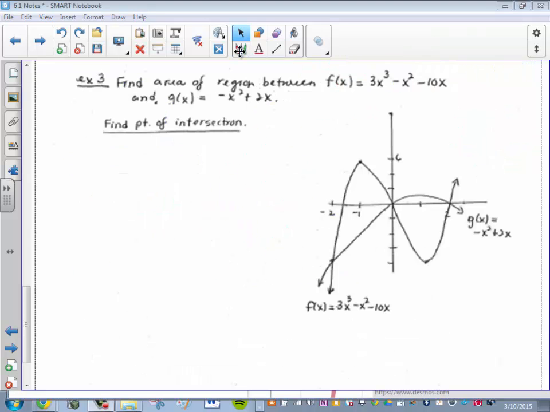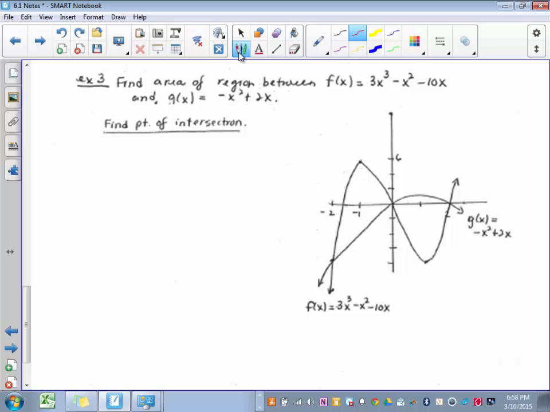Here we are, the last example, and then I can set you guys free. We want to find the area of the region between two functions. The first function is f of x, which is 3x to the third minus x squared minus 10x. And then the next one is this function g of x, which is negative x squared plus 2x. Okay, so those two functions were graphed for you right down here.